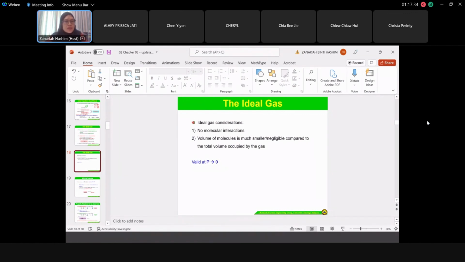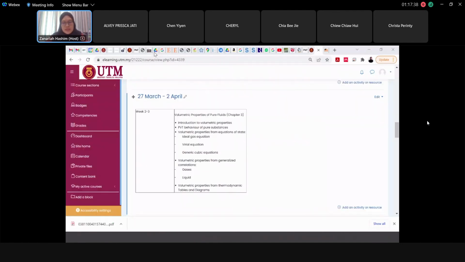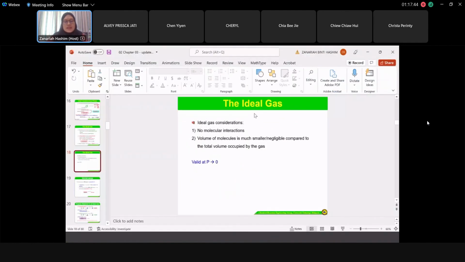So do you have any questions so far? We have learned about the PVT diagram, how to determine whether the substance is in solid, liquid or gas based on the PVT diagram. And also you have learned about the ideal gas equation and also about the universal gas constant R. And a bit on the virial expansion or the virial equation of state. Any questions?